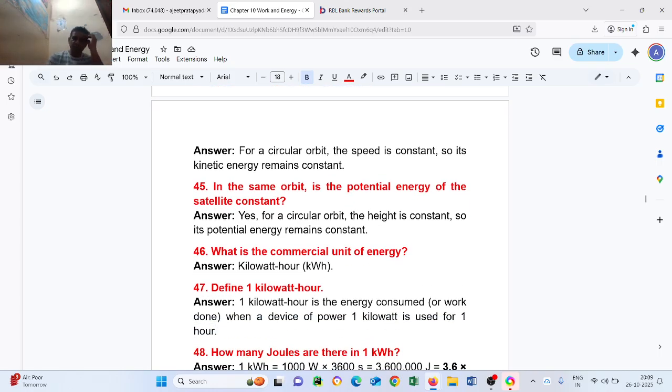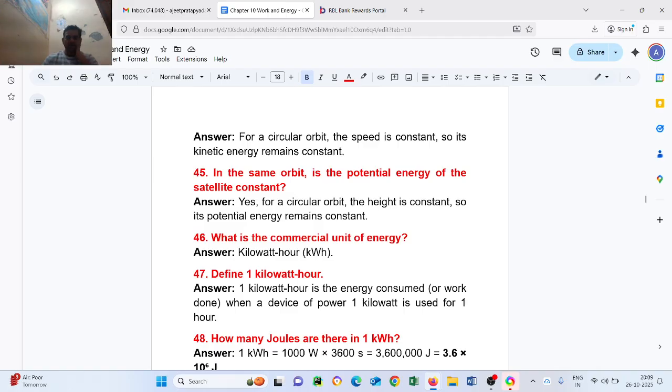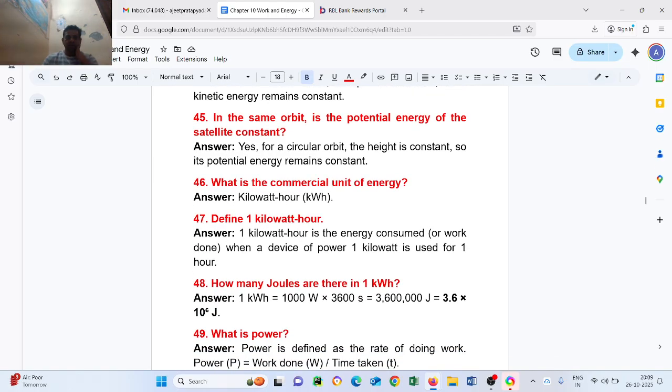Question number 46. What is the commercial unit of energy? Kilowatt hour, kWh. Question number 47. Define 1 kilowatt hour. 1 kilowatt hour is the energy consumed or work done when a device of power 1 kilowatt is used for 1 hour. Question number 48. How many joules are there in 1 kilowatt hour?